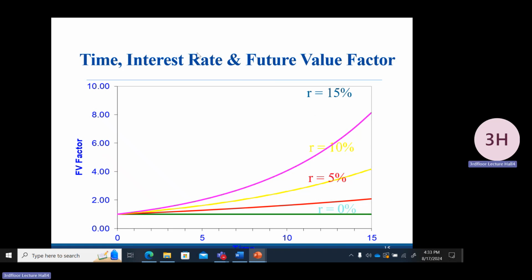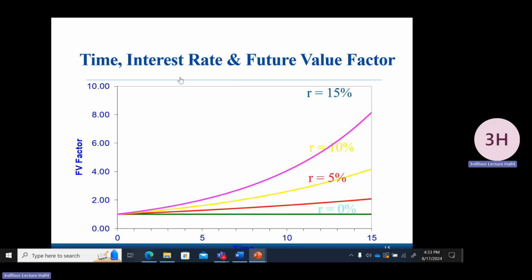So what is the relationship here? Time, interest rate, and the future value interest factor. So the future value interest factor is equal to 1 plus r to the power n. This is the future value interest factor. So what is the relationship? When n is increasing, what happens to the factor? When the time is increasing, what happens to the factor? It is increasing. When r is increasing, the factor is increasing. So that relationship is shown.